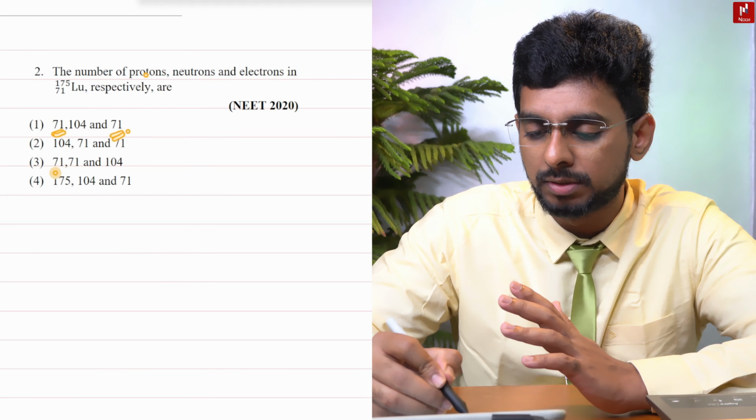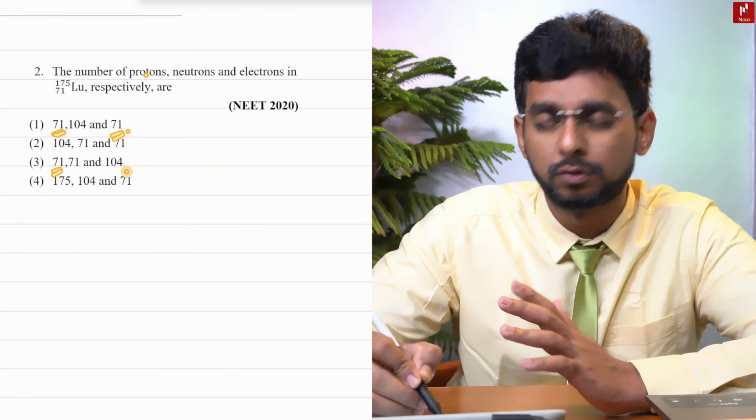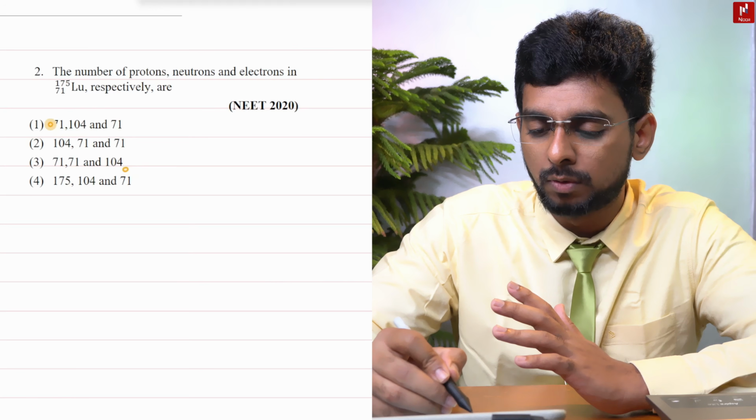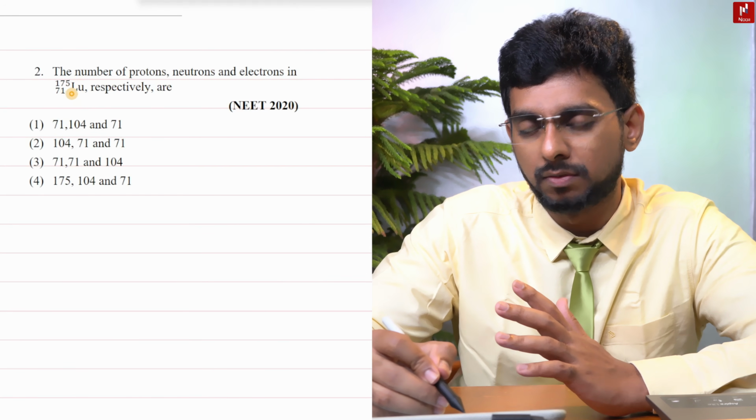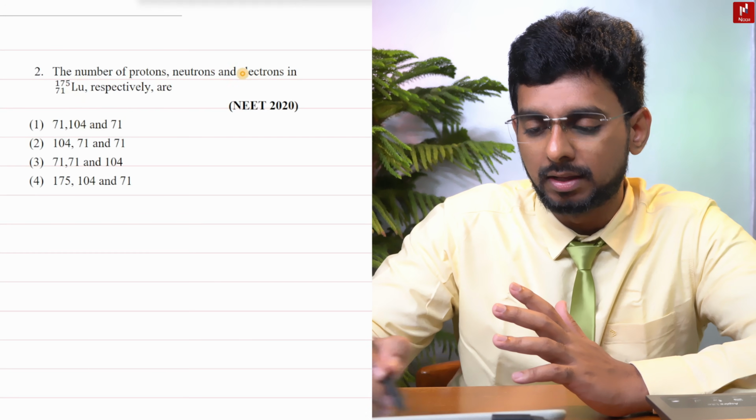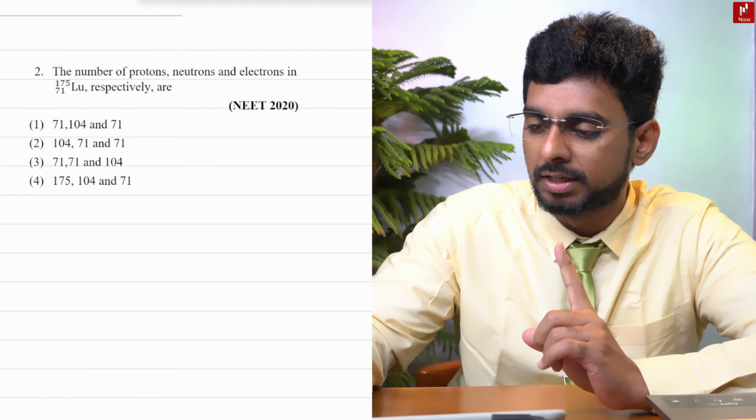See, if you look at option 3, that's wrong, right? 71, 104, that's not possible. Therefore, option 1 has to be my answer because 175 minus 71, that's obviously going to be 104, right? Therefore, the answer over here is option 1.